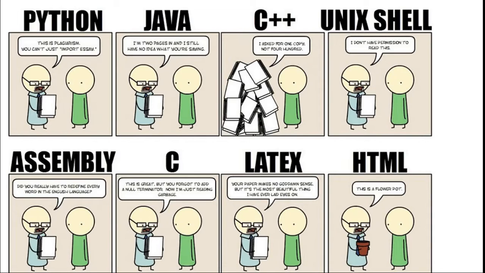Here's a comparison of different languages. HTML is a layout language, not a programming language. That's why it's a flower pot. And in Unix shell, there are those permission things for reading, for writing, for executing, and for C++. That's why some people suggest learning C++ first, because you have to do a lot of things there. It is a pretty low-level language in that sense. In Python, import. In Java, import, and C is import as well.